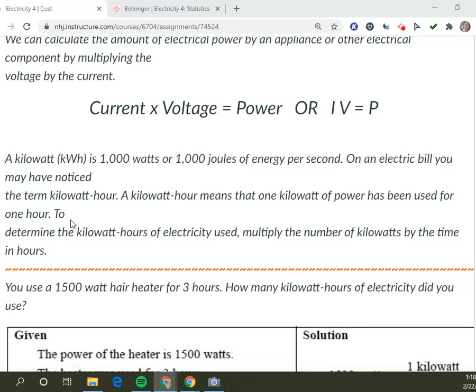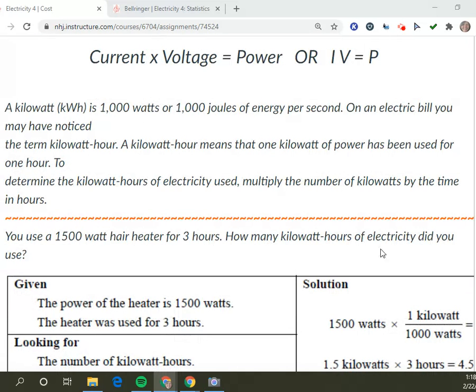The term kilowatt hour means that 1 kilowatt of power has been used for 1 hour. To determine the kilowatt hours of electricity used, we're going to multiply the number of kilowatts by the time in hours. Now notice, we have to have kilowatts, not just regular watts.